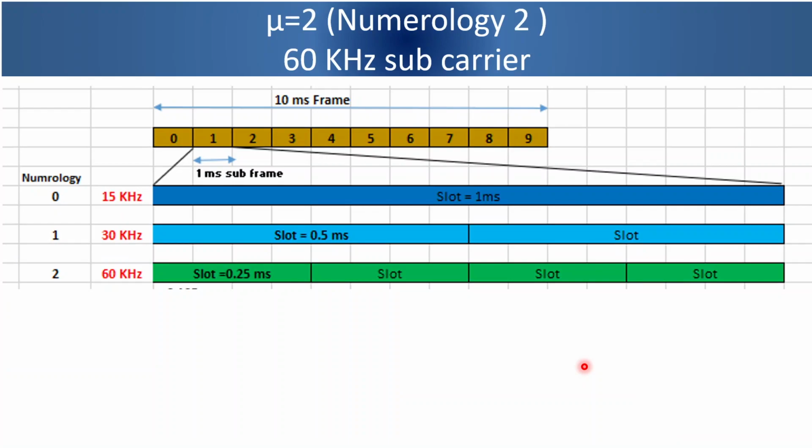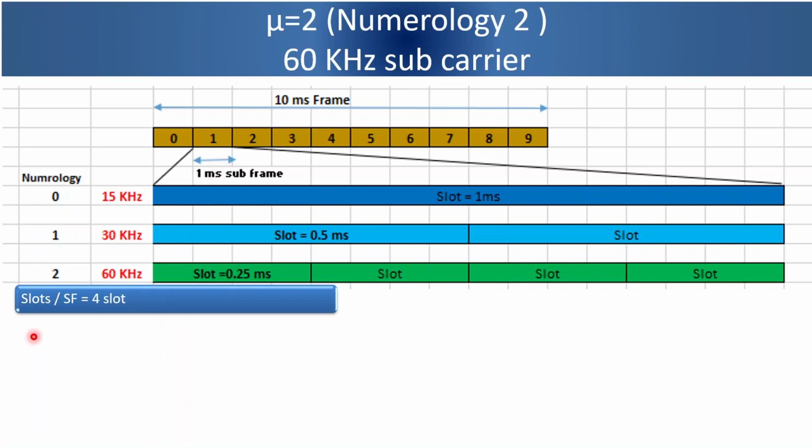Now let us look at frame structure for numerology 2, that is 60 kilohertz subcarrier spacing. Our frame size is 10 millisecond containing 10 subframes of 1 millisecond. Now how many slots per subframe? Number of slots is 2 to the power mu. So 2 to the power 2 is 4. So now this 1 millisecond subframe will have 4 slots, 1, 2, 3, 4 for this numerology mu 2. So 4 slots per subframe.